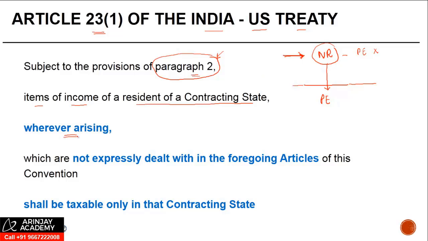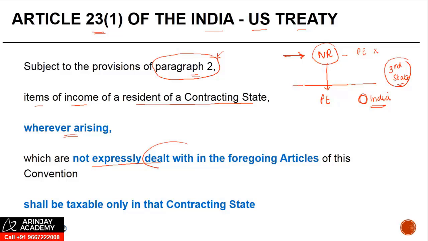Wherever arising would mean what? Whether they arise in India or they can even arise in a third state, not necessarily India, but then there has to be some India nexus by virtue of which you can bring it to tax under Article 23(1). So items of income of the non-resident wherever arising which are not expressly dealt with.